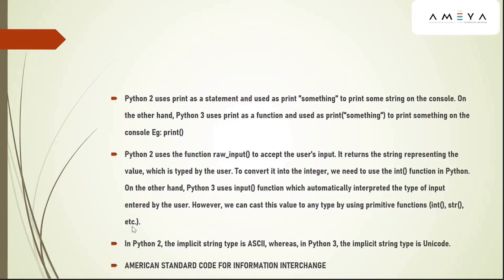In Python 2, the implicit string type is ASCII. ASCII is nothing but American Standard Code for Information Interchange. Whereas in Python 3, the implicit string type is Unicode. So the type of implicit string in Python 2 is ASCII, whereas in Python 3, we are using Unicode.